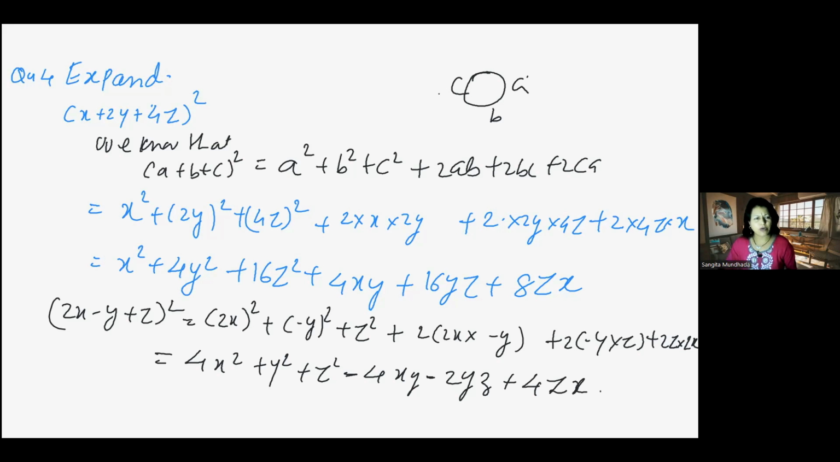This is the way you have to solve problems on the basis of the identity (a + b + c) square.